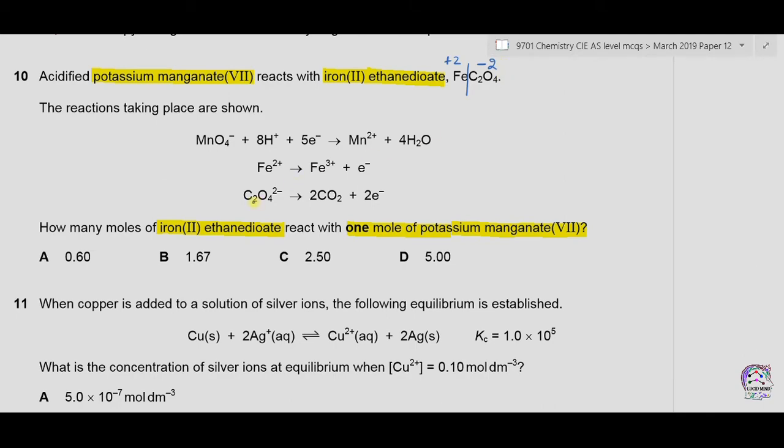The reaction of ethanedioate is given. It converts into carbon dioxide and releases 2 electrons. The reaction of iron +2 is also given. It converts into iron +3 and loses 1 electron. So both these reactions are oxidation, as electrons are being lost. In this reaction of manganate ion we can see that 5 electrons are being gained, so therefore this is a reduction equation.